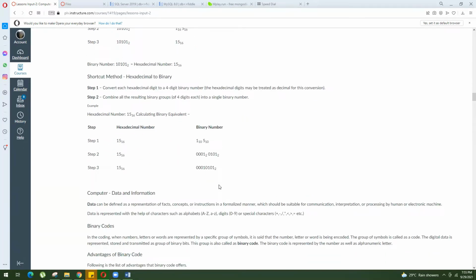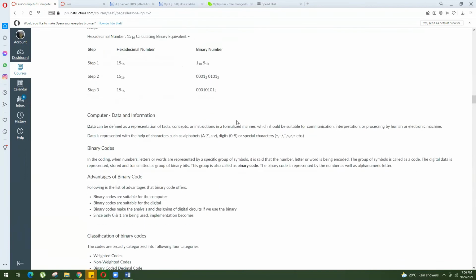We also have hexadecimal to binary. In order for us to do that, first convert each hexa digit to a 4-digit binary number. And then we combine all the resulting binary groups, 4 digits each, into a single binary number. In this instance, we have 15 base 16. We split it into 2 digits. Then after splitting it, we group each into 4 bits. So 1 is equivalent to 0001 base 2, and 5 is 0101 base 2. After getting that, we just concatenate. So we have 00010101 base 2. So that is how you convert your number systems.